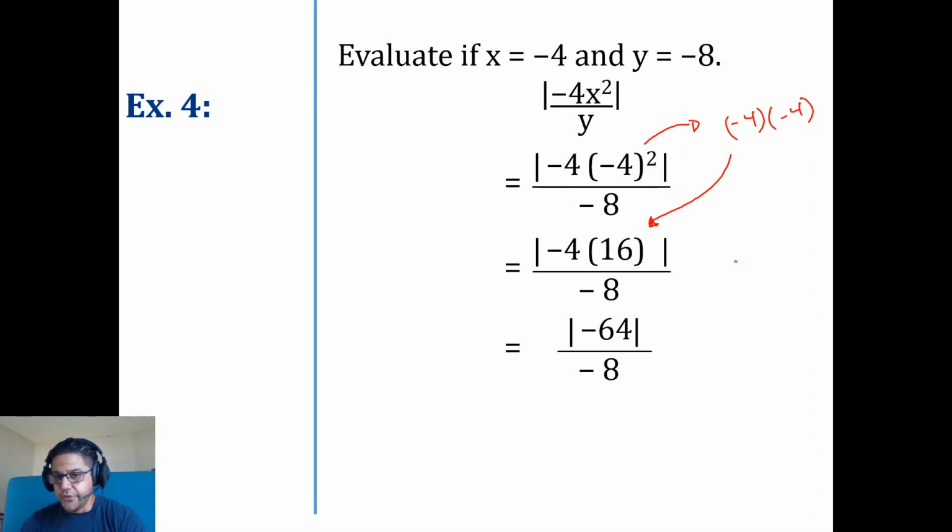All right, so this is where some students can get confused. They may try to divide first and then take the absolute value, but I'm going to complete the numerator and say the absolute value of negative 64 is positive 64, and 64 divided by a negative 8, so positive divided by a negative, is going to give me a negative 8 answer.